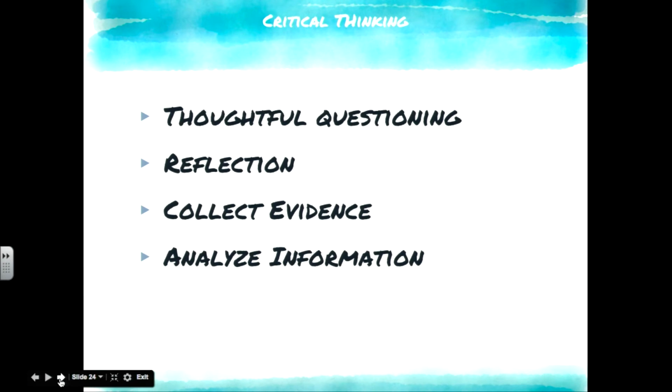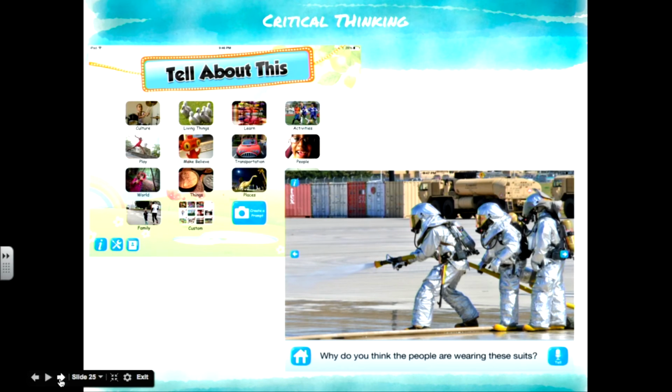Okay, so our last one is critical thinking, and this is where you're teaching kids to be purposeful in their questions, to reflect over what they're doing, collect evidence, and analyze information. One of the apps that goes with this is called Tell About This. There are 2 different ones: Tell About This and Write About This. In the free version, you're limited to 1 picture per category. But if you do the paid version, you can upload your own pictures, and there's a lot more.